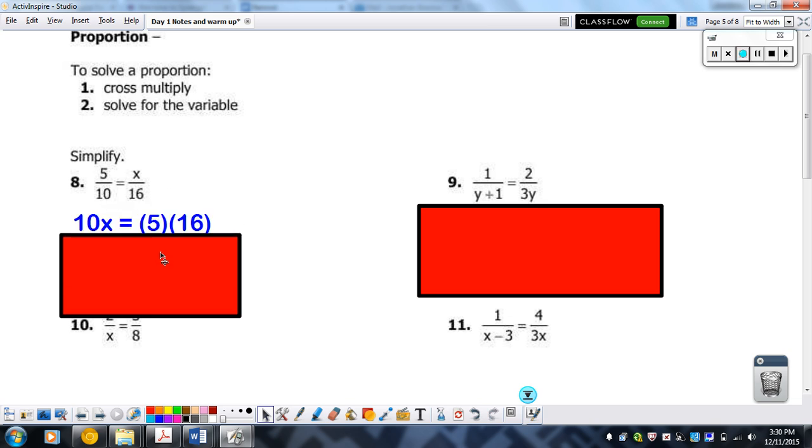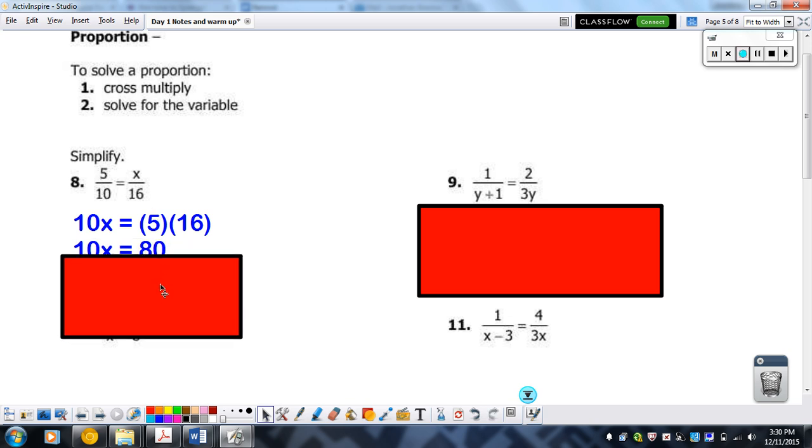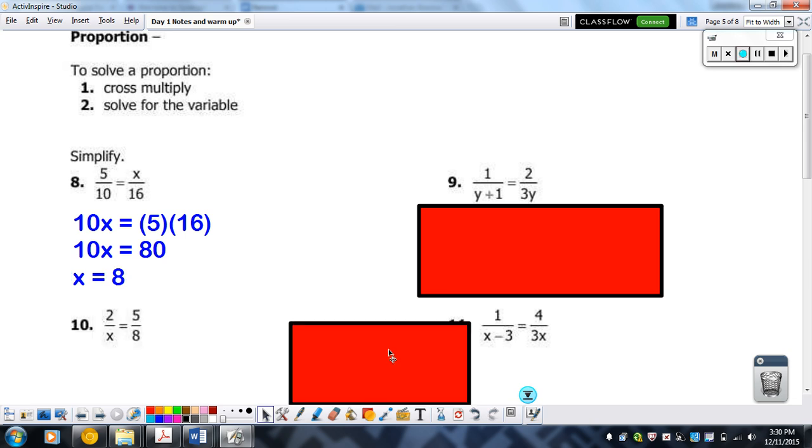So cross multiplying will give you 10 times x, which is 10x, equals 5 times 16. Well, 5 times 16 is 80. And then if we divide by 10, we'll see that x equals 8.